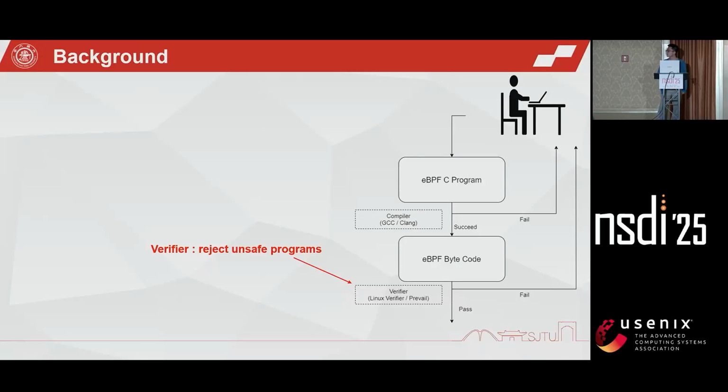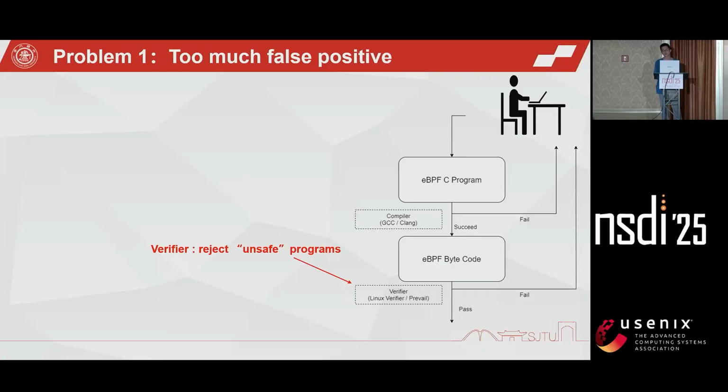Ideally, the eBPF verifier should only reject the truly unsafe programs, those that may crash the kernel or violate some safety guarantees. But in reality, today's verifier rejects any programs it cannot prove safe. Programs with complex loops are normally rejected by the Linux verifier. It seems that the Linux verifier is not powerful enough to find out why our programs are actually safe.